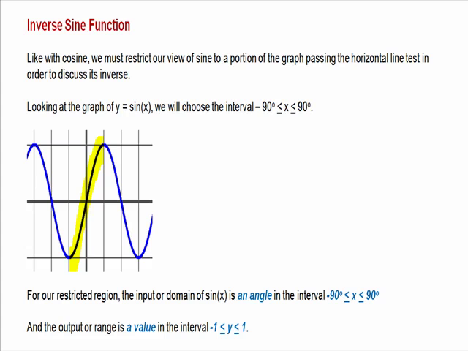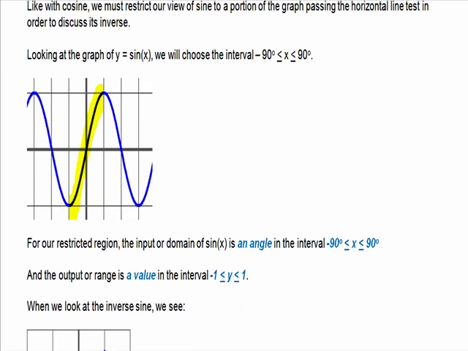So again, like we said before, for a restricted region, the input or domain of sine x is an angle. So when I'm dealing with sine x, not the inverse, it'll be an angle between -90 and 90, including both the -90 and the 90. And the output will end up being a value in the interval from -1 to 1.